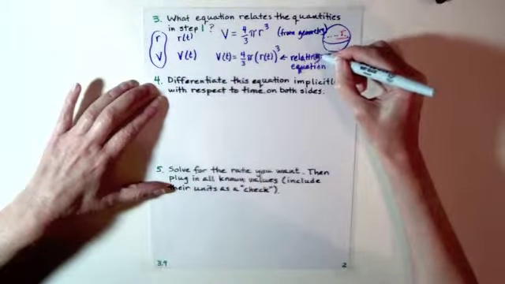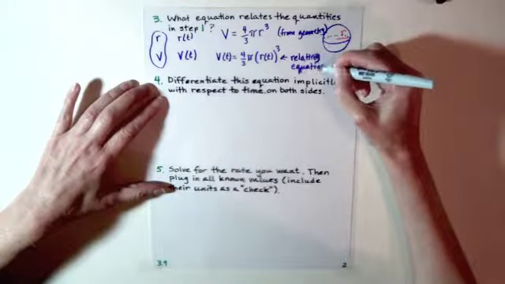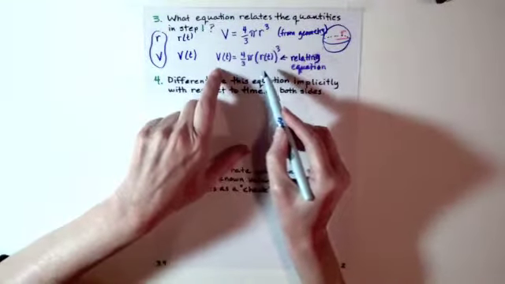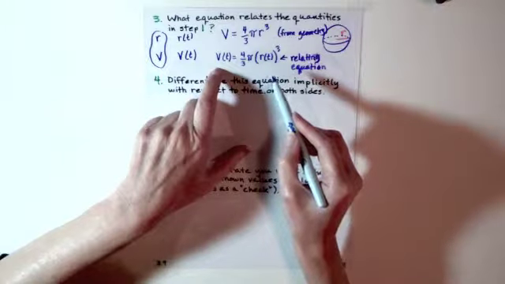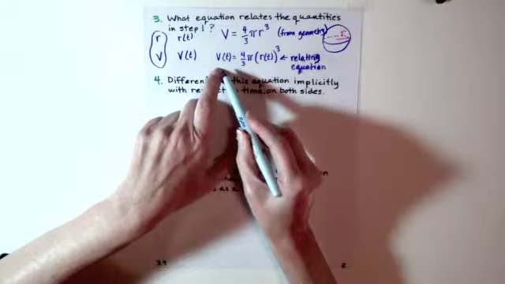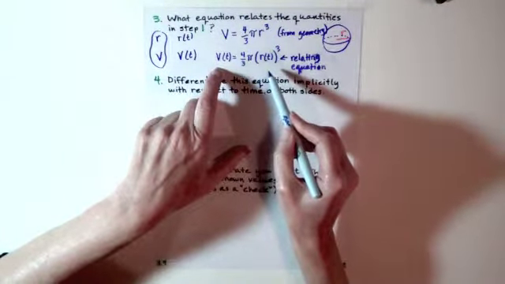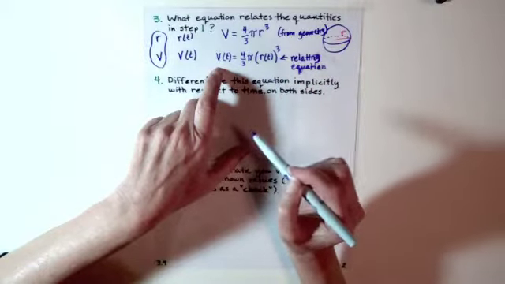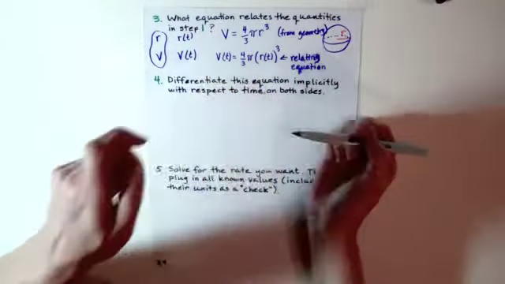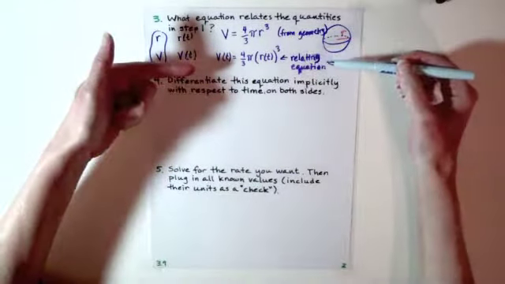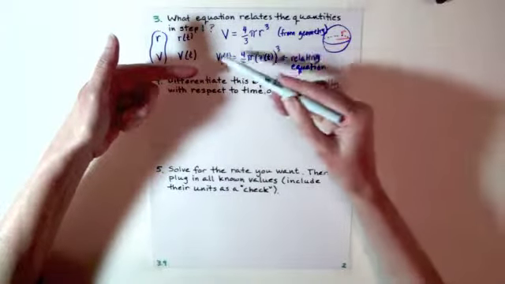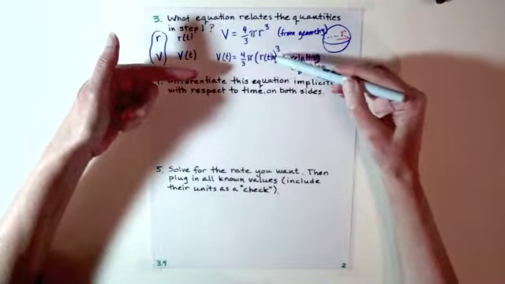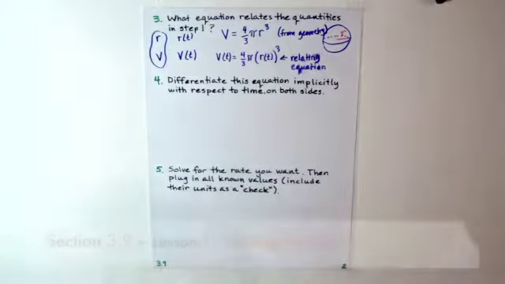Sorry about that, my pen is spreading for some reason. So this relates V and r together, but what I would really like is an equation that relates the derivative of V and the derivative of r together. I want something relating dV/dt and dr/dt together. Well, how do I get from this equation to something that involves the derivative of V and the derivative of r? I have to differentiate.